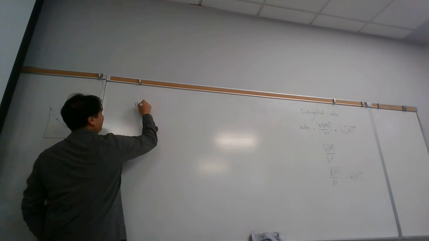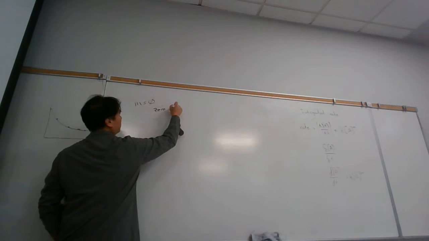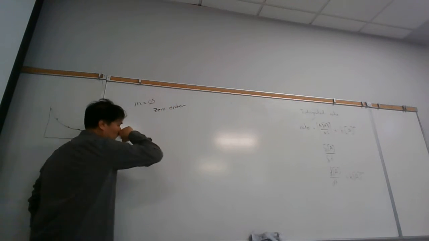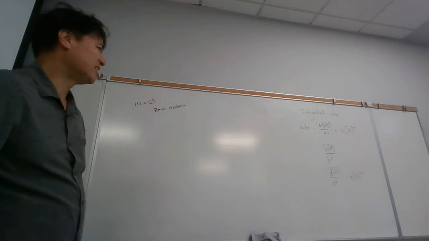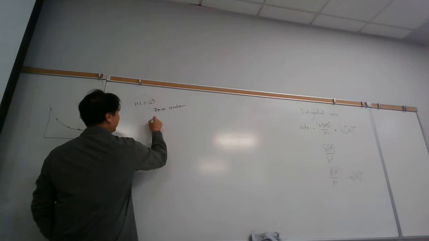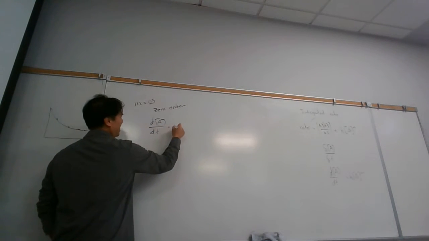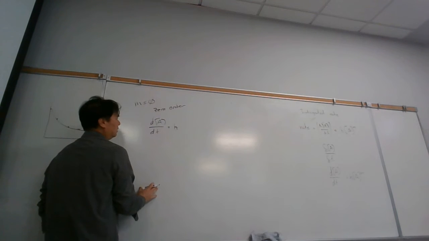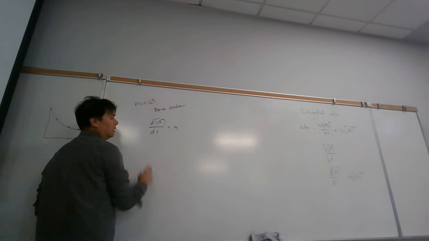And so when we have M equals 0, we call that zero order. And so it would be zero order in A. If M is equal to 0, then what we end up with is dA over dt is equal to k. In other words, this is the slope.